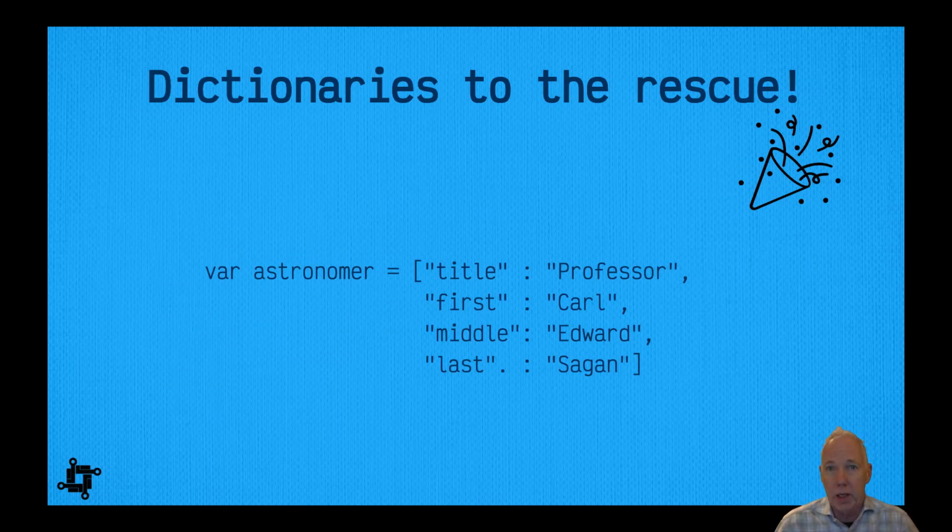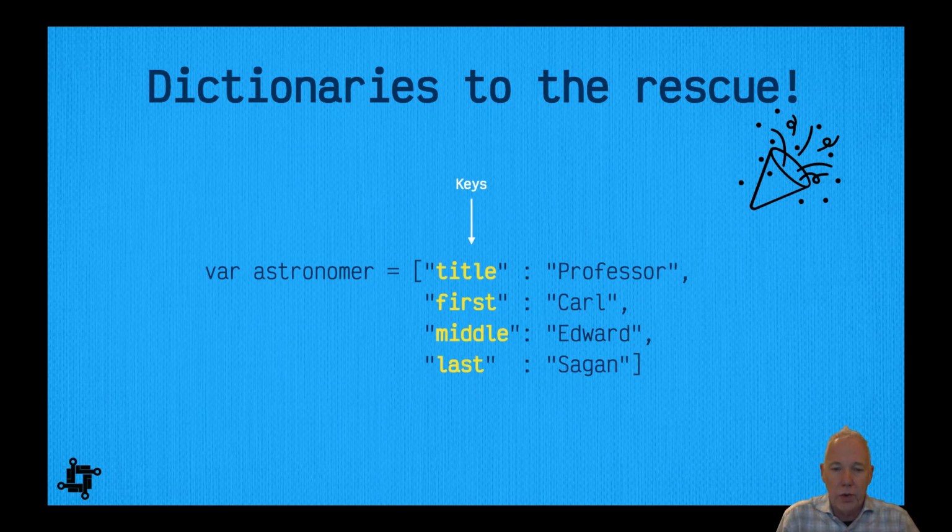So dictionaries are going to come to our rescue and help us out here. So let's take a look at a dictionary declaration and see why this is better. So here we have a variable called astronomer like we did before, but we have some additional things that we've defined in our dictionary. So let's go through that. First of all, we are defining a set of keys. So the keys are how we index elements in the dictionary.